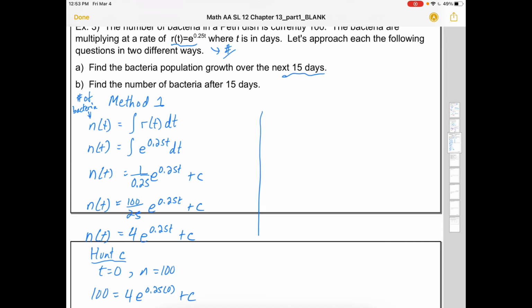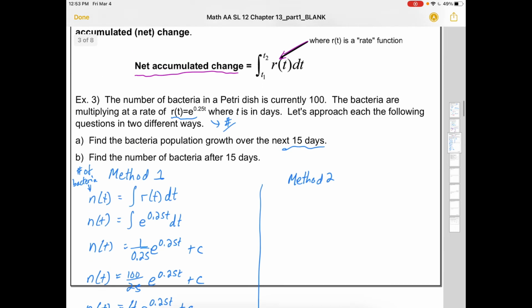So here comes method 2. And we're really doing method 1 to show that it's not that efficient. In part A, the change, so the growth over the next 15 days, is going to be the integral from 0 to 15 of that rate function, which is e to the 0.25t dt. And I can just head to the GDC and work that through. I could also do it analytically, but that would be misery, though it might give you some insight into some other stuff.